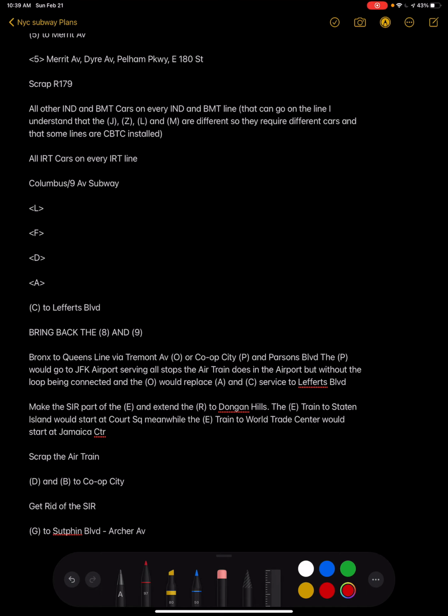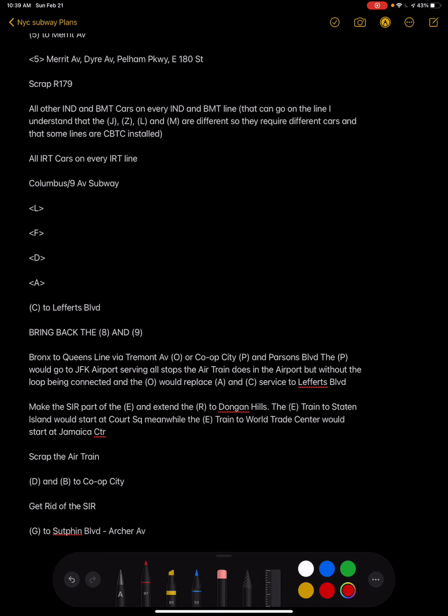And then the P train would go down to JFK Airport and serve all the AirTrain stops in the actual JFK Airport. But it wouldn't make the loop. It would go to Federal Circle, but it wouldn't loop around, because I don't want to put a loop in the NYC subway.